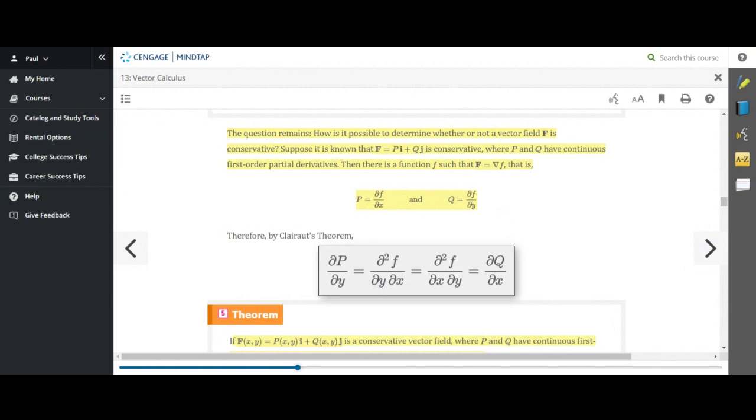So establishing that the partial derivative of P with respect to y equals the partial derivative of Q with respect to x means that P and Q are both partial derivatives of f with respect to x and y respectively. In other words, your vector field is itself a gradient field. Okay, so I want to look at an example here. I want to look at one example.